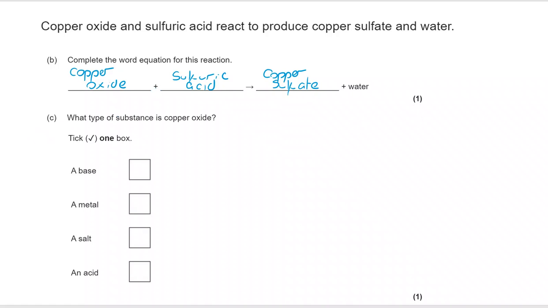What type of substance is copper oxide? Well, it neutralizes an acid, but it doesn't dissolve in an acid. We don't actually have an option for an alkali, which is a soluble base, but it is a base.